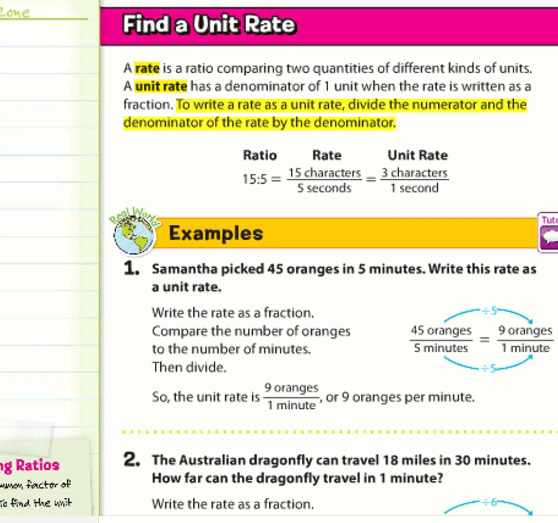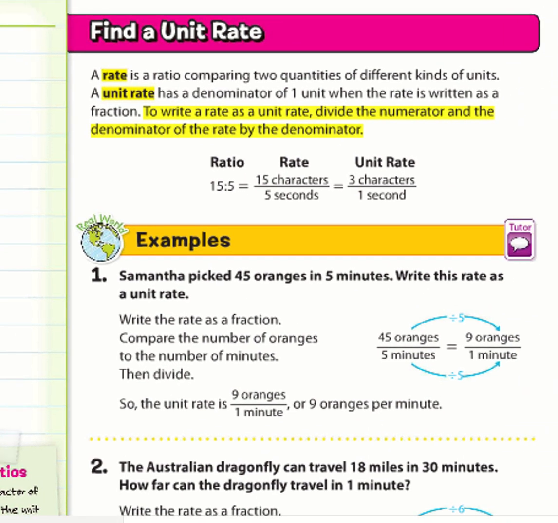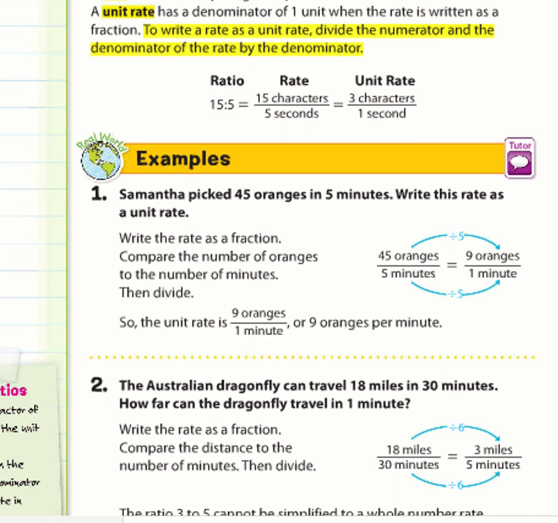So finding unit rates. A rate is a ratio comparing two quantities of different kinds of units. A unit rate has a denominator of 1 when the rate is written as a fraction. To write a rate as a unit rate, divide the numerator and denominator of the rate by the denominator. It's a little wordy. What it's saying is when you have the denominator, divide both the top and bottom by that same denominator. That way you get the unit rate of 1 on the bottom.